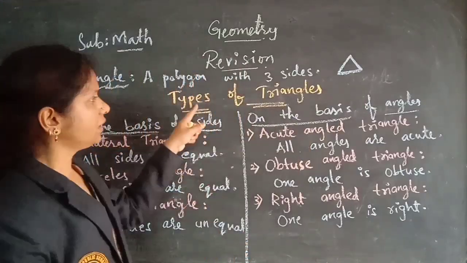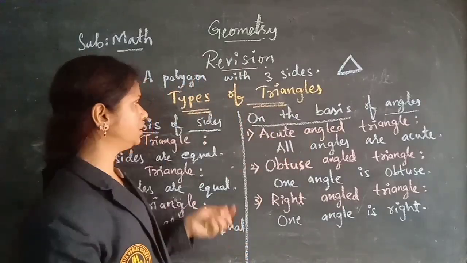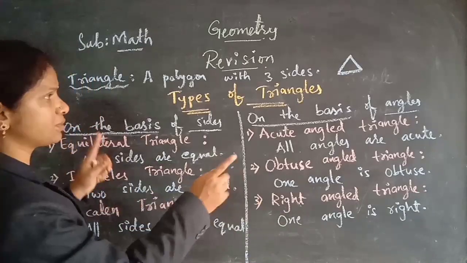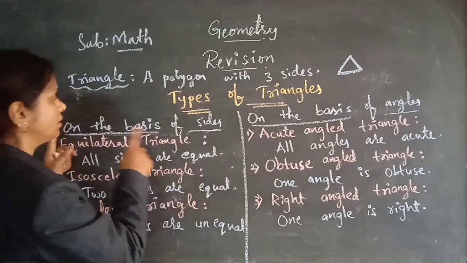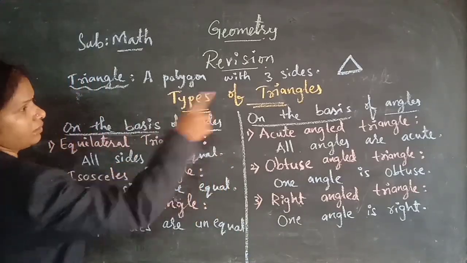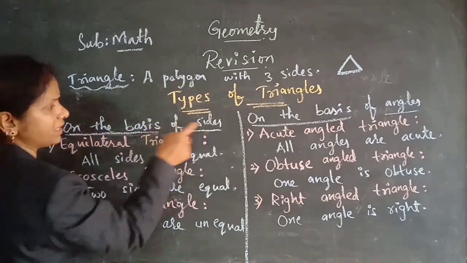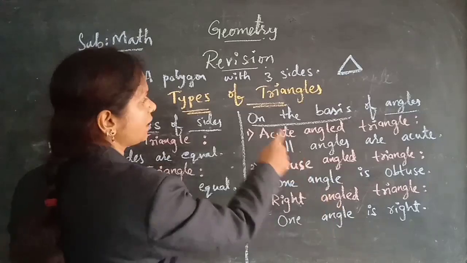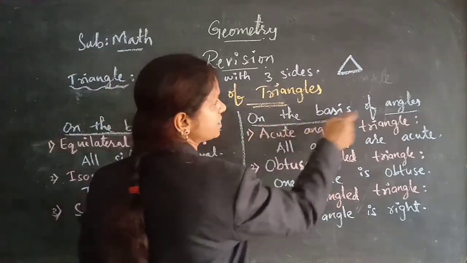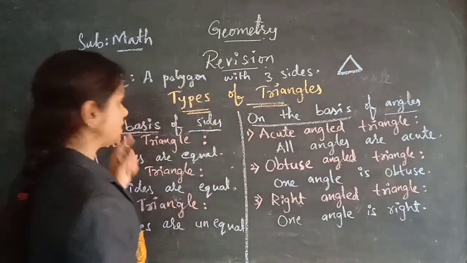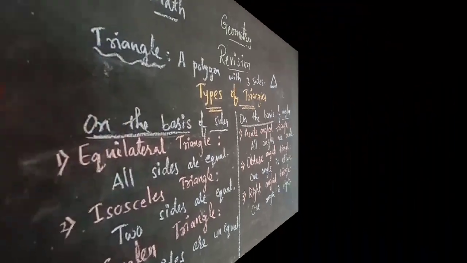Now next, types of triangles we are going to learn here. What are the types of triangles? The types of triangles are divided in two ways. The types of triangles are divided on the basis of sides, and on the basis of angles. Now first let's see the basis of sides.